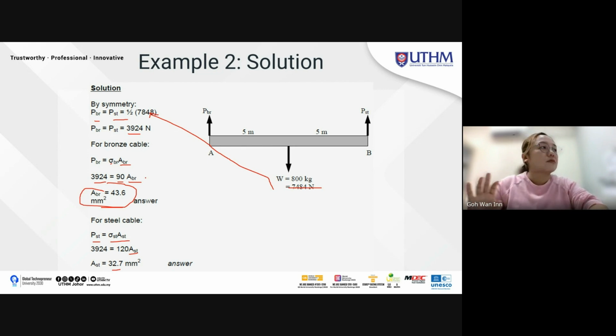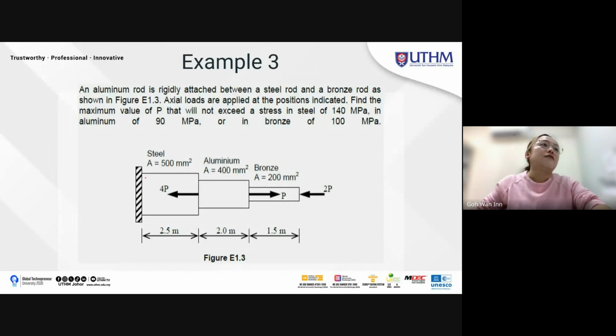Okay, so this is the example. For example 3, an aluminium rod is rigidly attached between the steel rod and a bronze rod as shown in figure 1.3. In this figure, loads are applied at the positions indicated. Find the maximum value of P that might not exceed the stress in steel of 140 megapascal, in aluminium of 90 megapascal, in bronze 100 megapascal. It's similar, but then you can see that the P here is different. So this one is 4P, this is P, this is 2P.